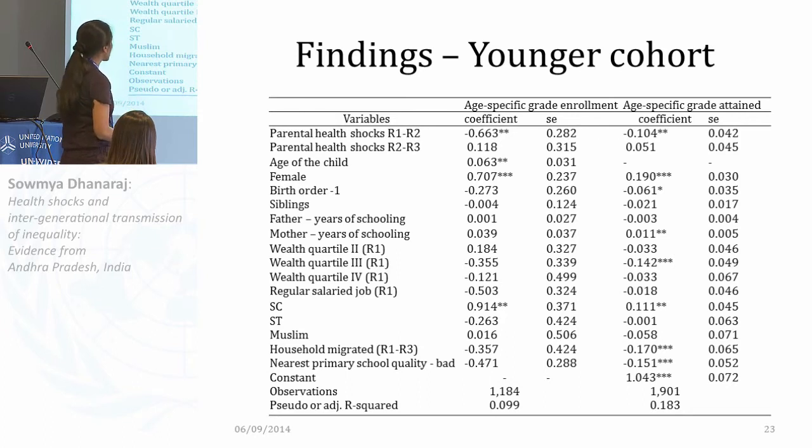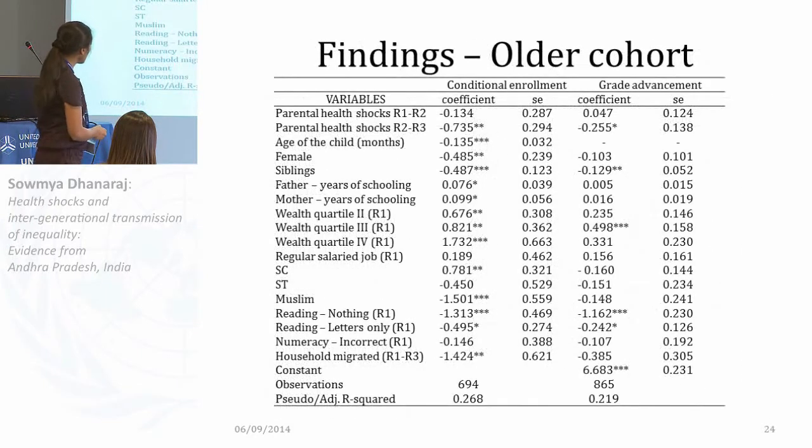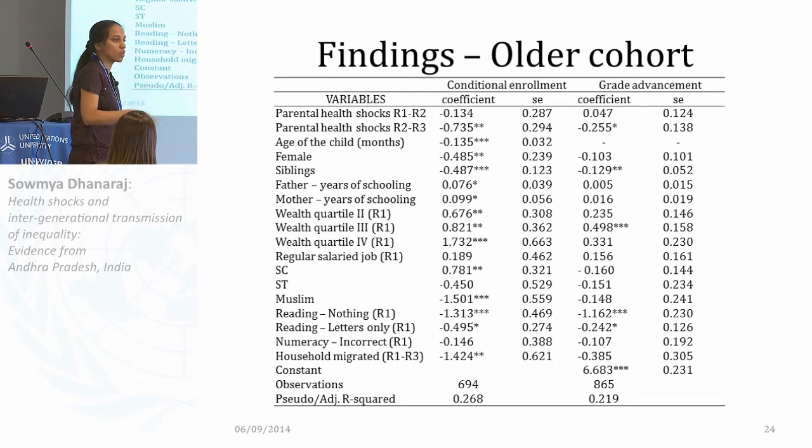Now, many studies have not controlled for the quality of primary schooling as well as the ability of the child. Here I have controlled for the initial learning abilities of the child. You find that the children who have low initial cognitive abilities are also the ones who are more likely to drop out. If this is not controlled for, then the estimates might be upward biased. So I control for these factors as well, which has not been done in the literature before.